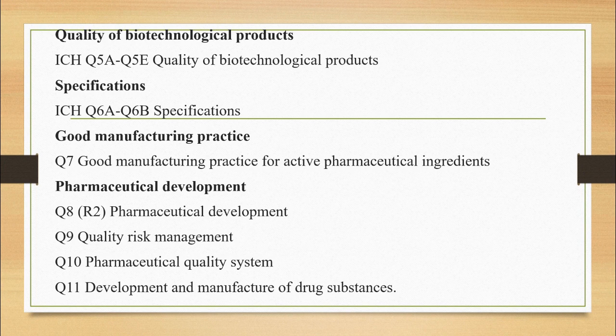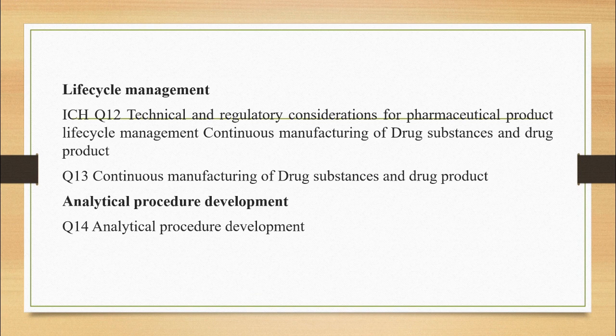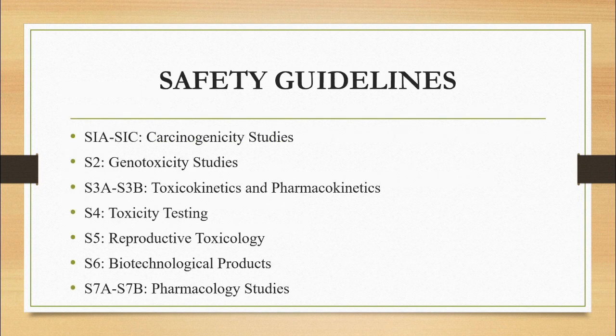Q9, which discusses quality risk management. In Q10, pharmaceutical quality systems. Q11, development and manufacture of drug substances. Life cycle management, ICH Q12, technical and regulatory considerations for pharmaceutical product life cycle management. Continuous monitoring of drug substances and drug product. In Q13, continuous manufacturing of drug substances and drug products. Analytical procedure development will come under Q14, analytical procedure development.